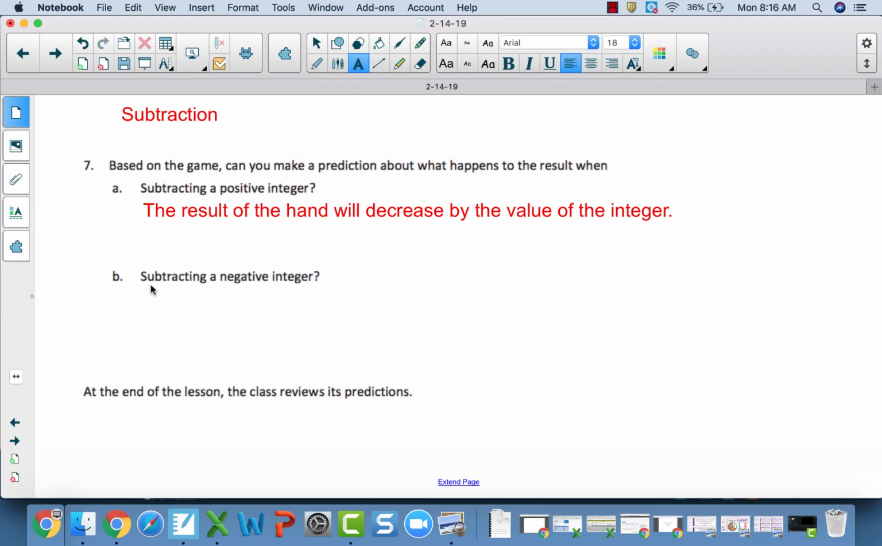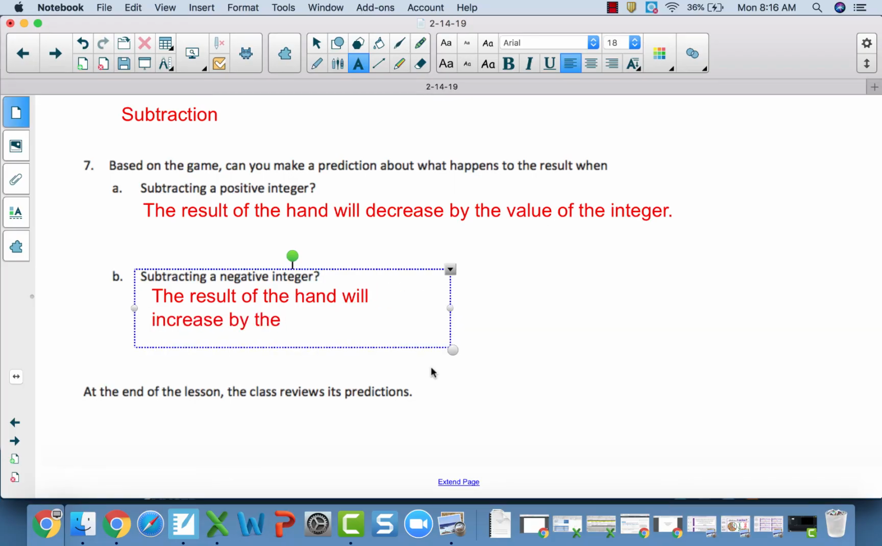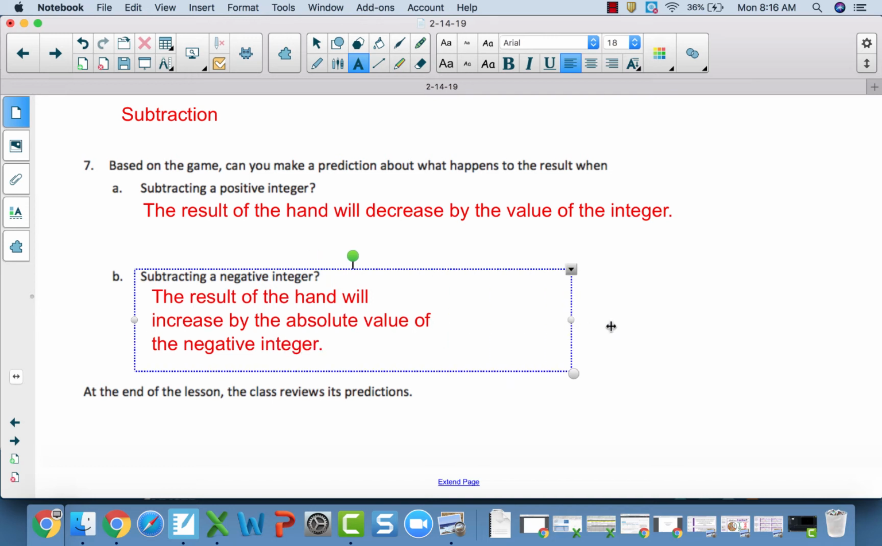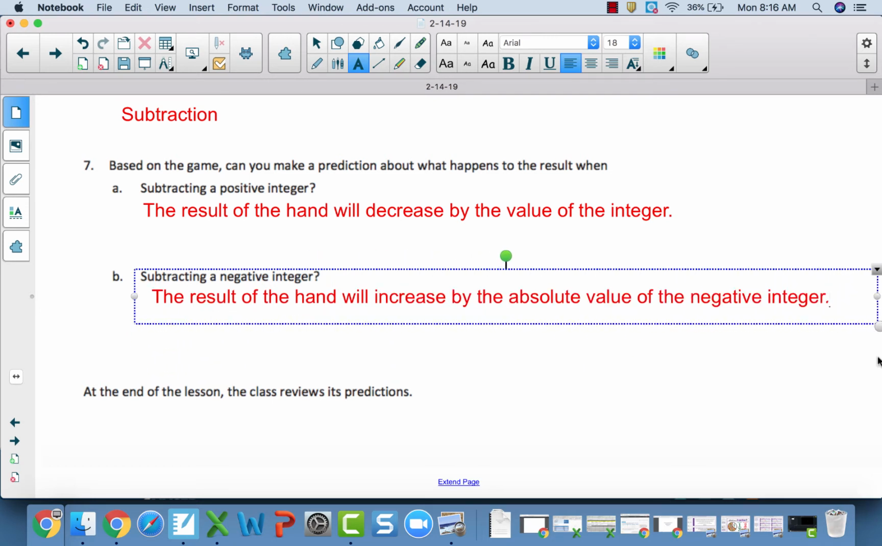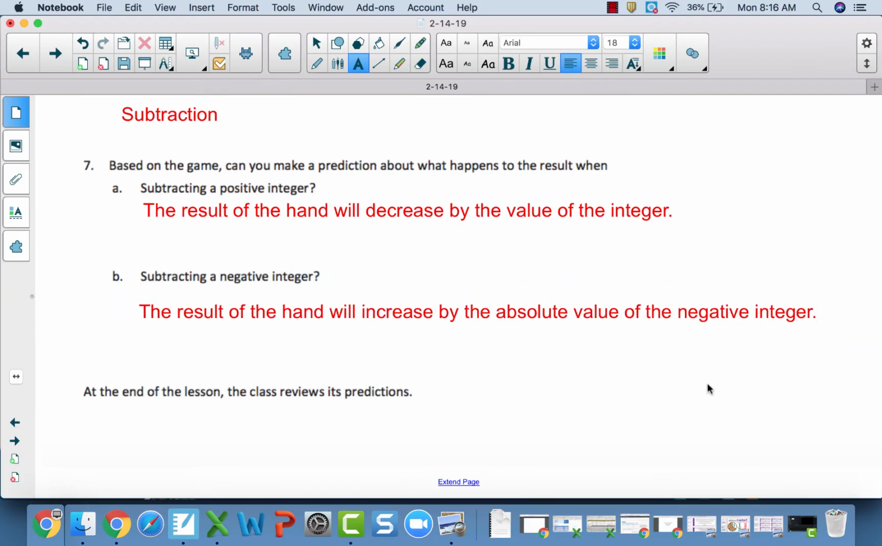And for subtracting a negative integer, the result of the hand will increase by the absolute value of the negative integer. So that's just based on what I noticed from the table as we are working through. Your prediction may be different, which is fine. We are going to review it at the end. I'm not saying my prediction is correct by any means.